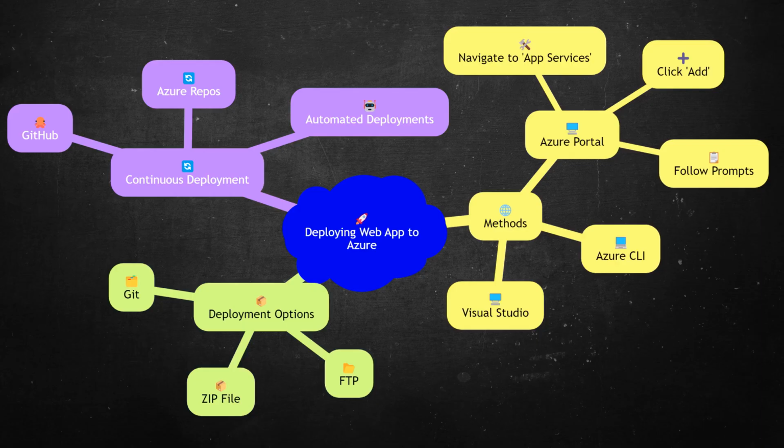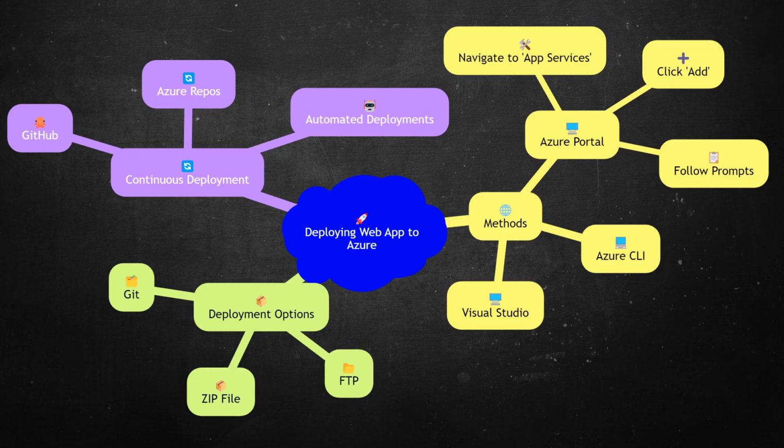Deploying your web app to Azure App Service can be done using various methods, including the Azure portal, Azure CLI, and Visual Studio. In the Azure portal, navigate to App Services, click Add, and follow the prompts to create your web app. You can deploy your code using Git, FTP, or a zip file. Azure App Service also supports continuous deployment from popular source control systems like GitHub and Azure Repos, enabling automated and streamlined deployments.